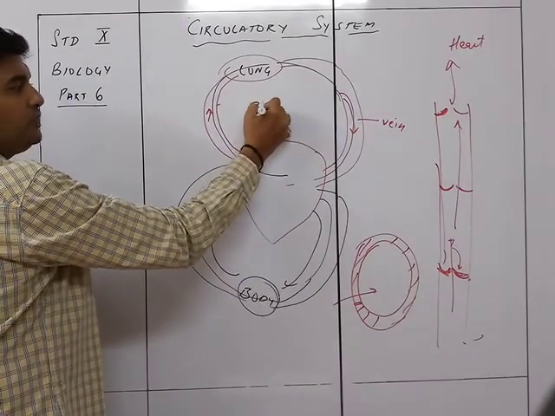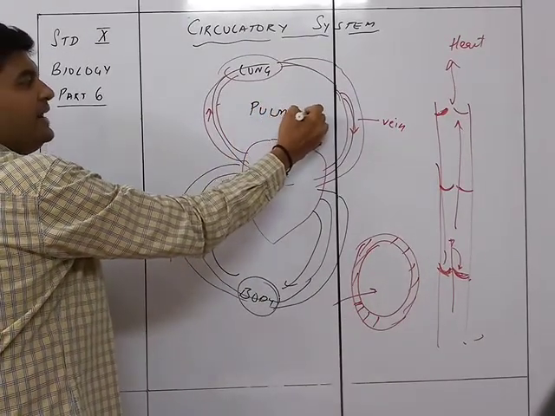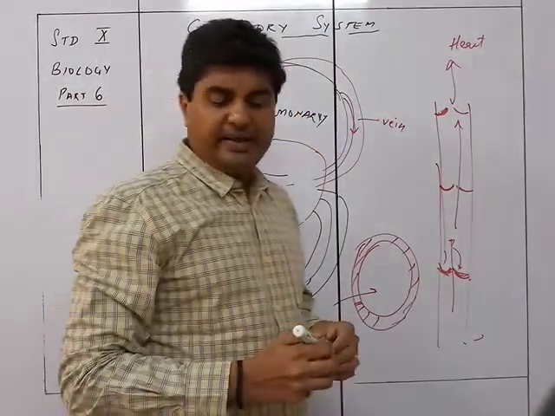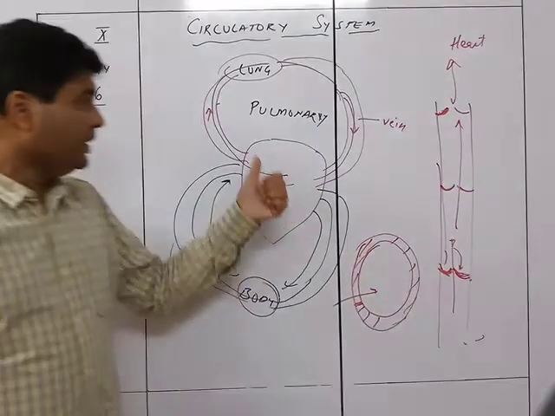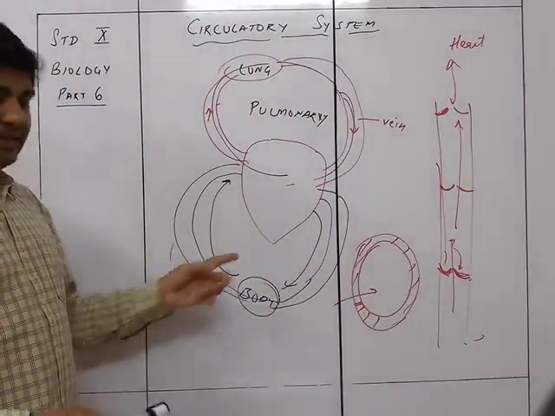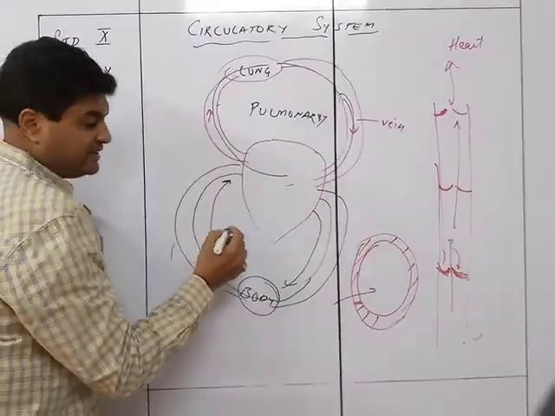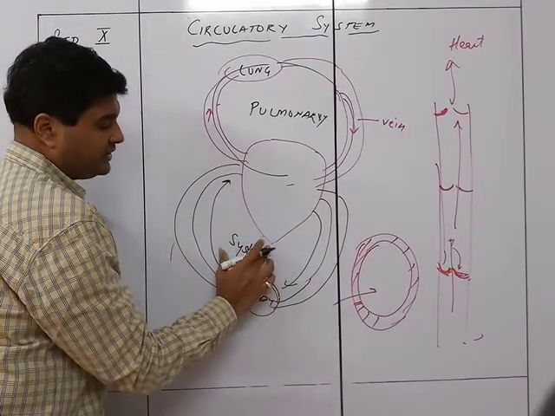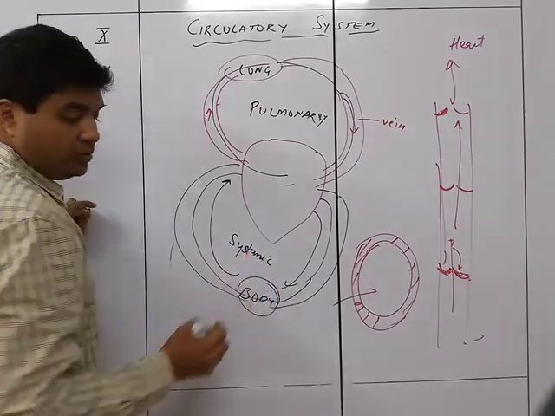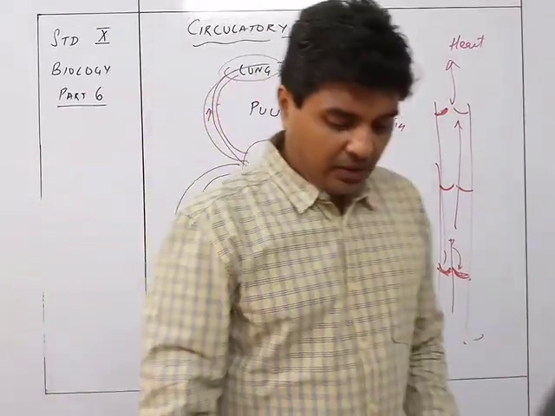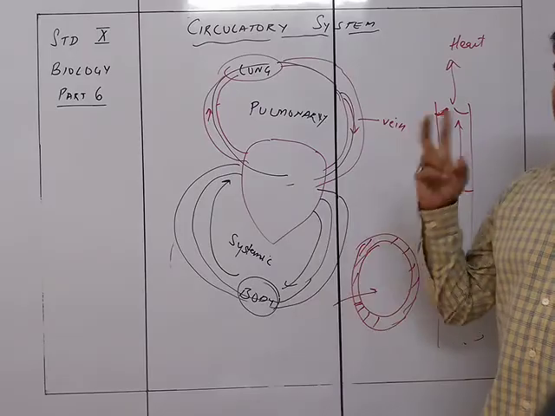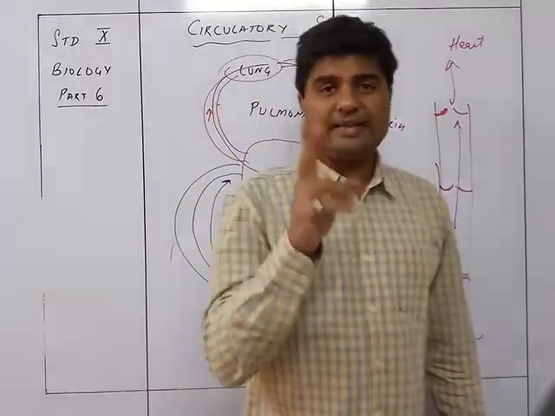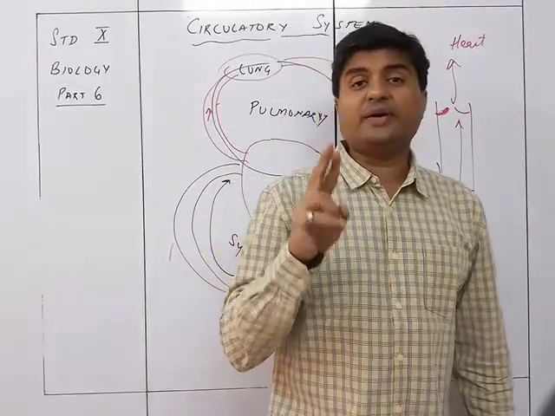This is called the pulmonary system. Anything related to the heart and lungs is pulmonary. Pulmonary means lungs. And this one over here is called the systemic system, the one which is connected to the body. So our human body has double circulation. At the same time, two circulations are taking place. That's why it's double circulation.